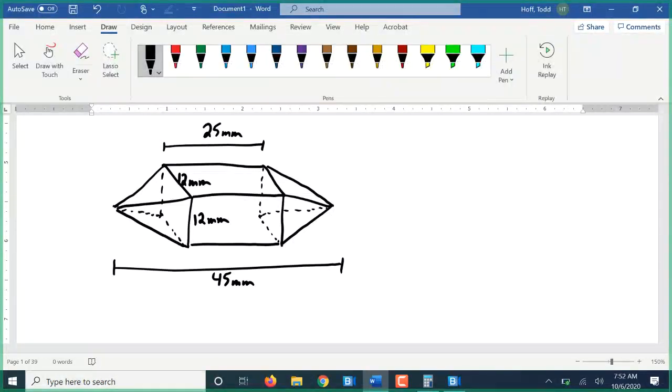I want you to find for me volume and surface area. Remember, volume can be strictly added, but surface area, you've got to worry about what surfaces are covered up and not included. I'll give you a few minutes and then we'll go over those.